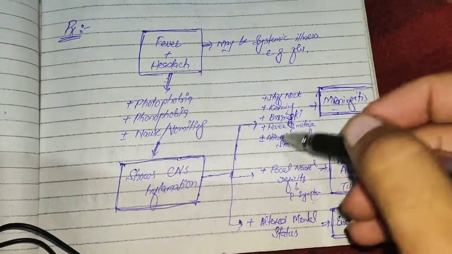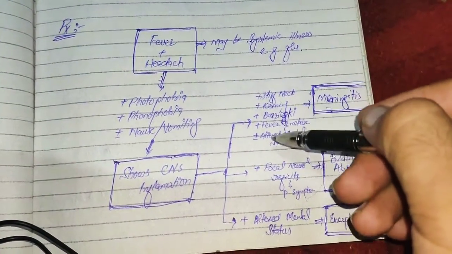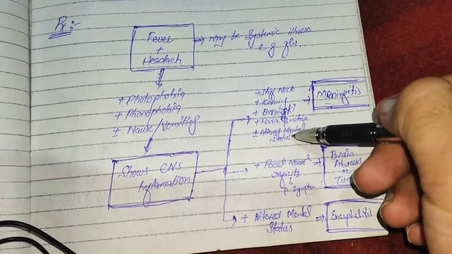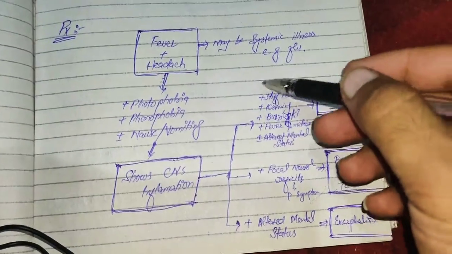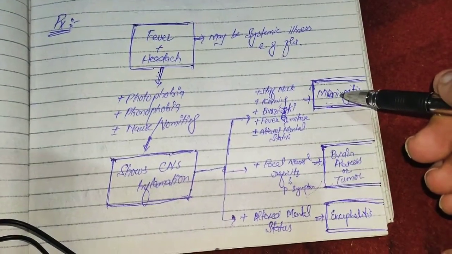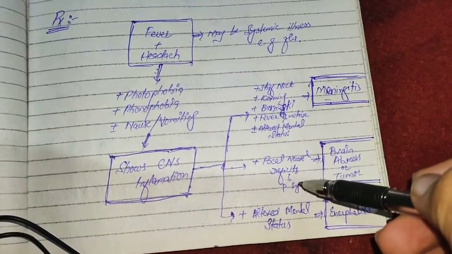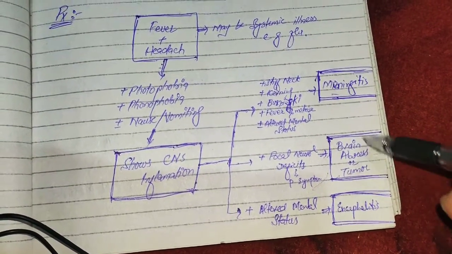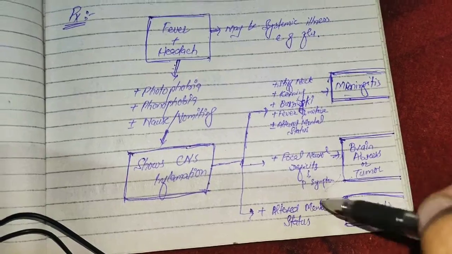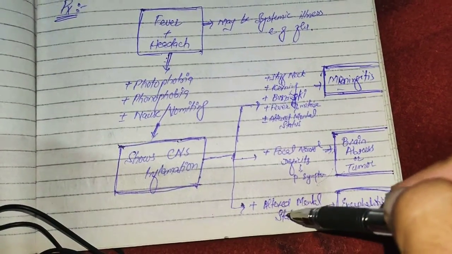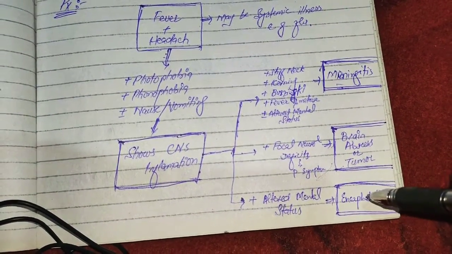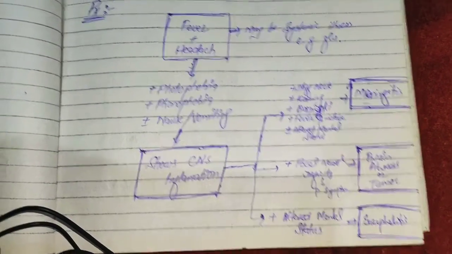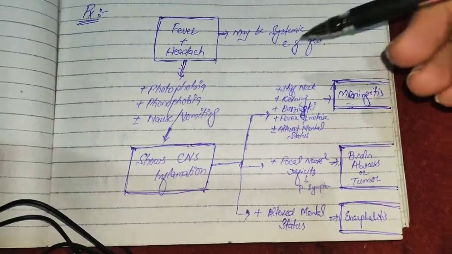For now, just remember that if these are positive, there is fever and malaise, and maybe altered mental status, but not necessarily. So if these signs are positive, then it's meningitis. If there are focal neurological deficits, then it is due to either a brain abscess or a tumor, and if there is altered mental status, it's due to encephalitis. So those are the things to remember here.